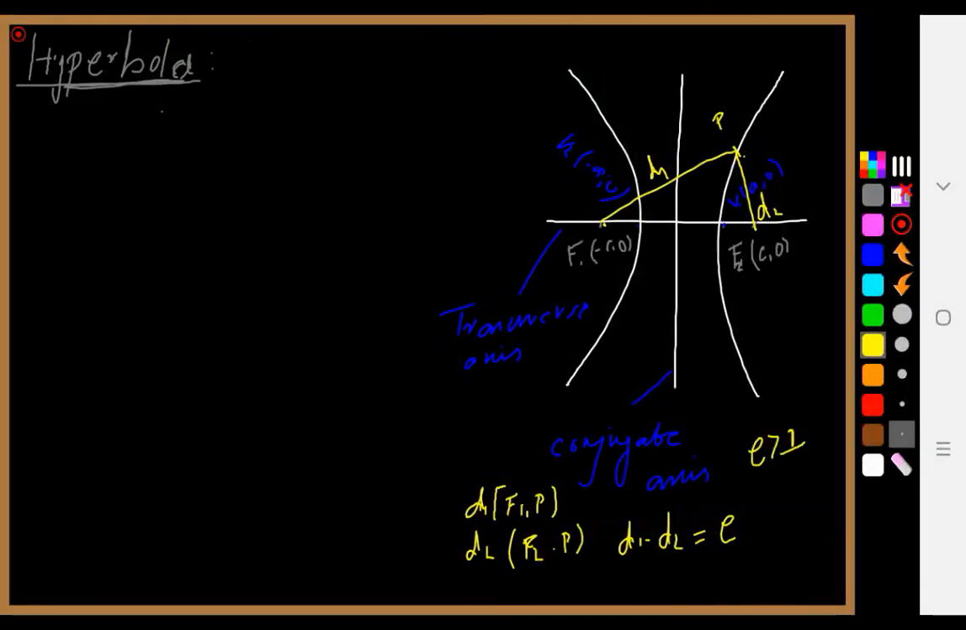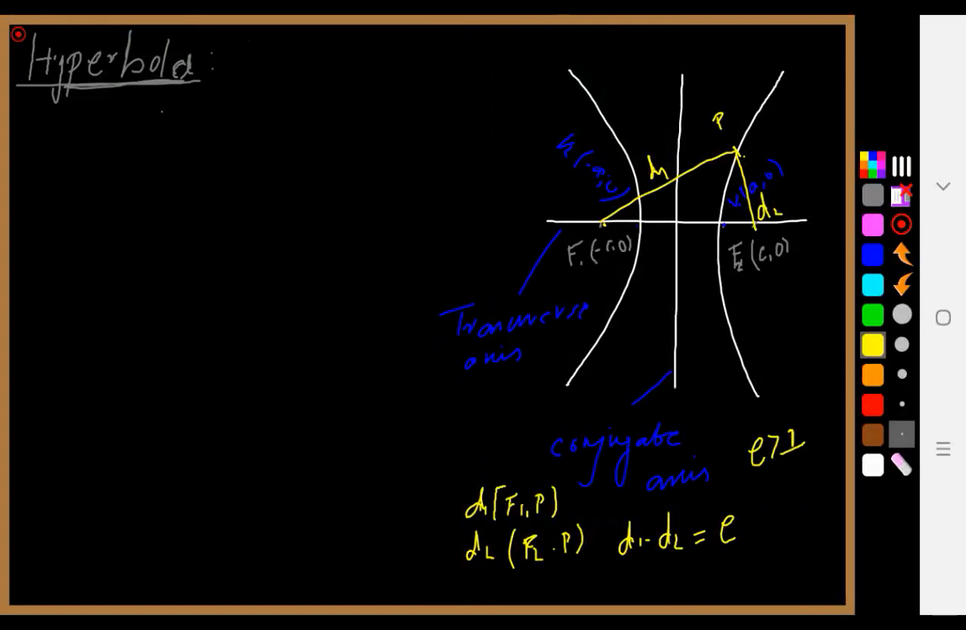Okay, today we will discuss the hyperbola. A hyperbola is the set of all points in a plane such that the difference of their distances from two fixed points, the foci, to a point on the hyperbola is a constant quantity.